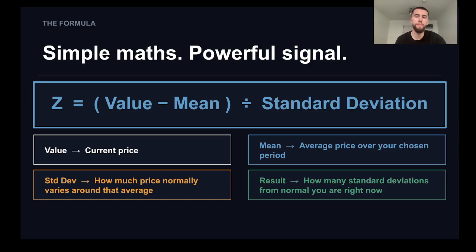The Z-score is the value minus the mean, divided by the standard deviation. The value is the current price. The standard deviation is how much price normally varies around that average. The average price over your chosen time period is the mean, and the result is how many standard deviations from normal you are right now. So it's like a constantly moving indicator.